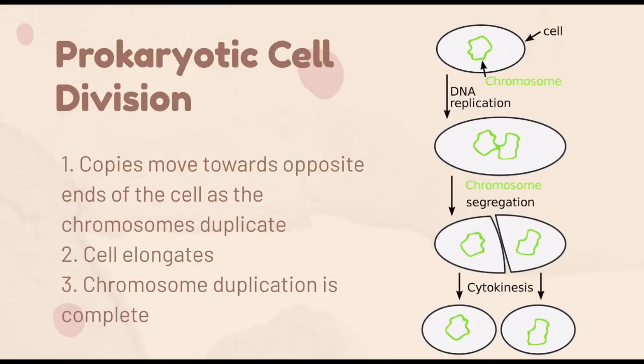Prokaryotic cell division, or binary fission, is the process of cell division within a prokaryotic cell. Within the first step, copies move towards the opposite ends of the cell as the chromosomes duplicate. Then the cell elongates and chromosome duplication is complete.